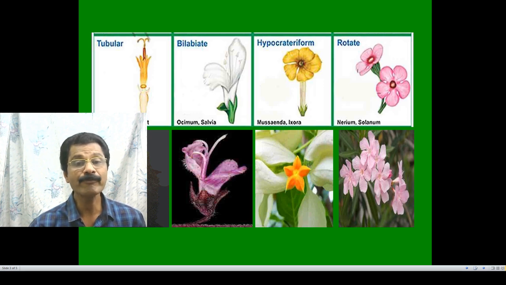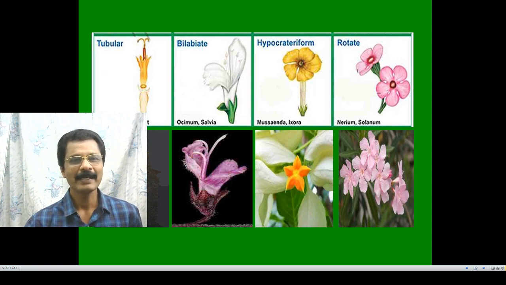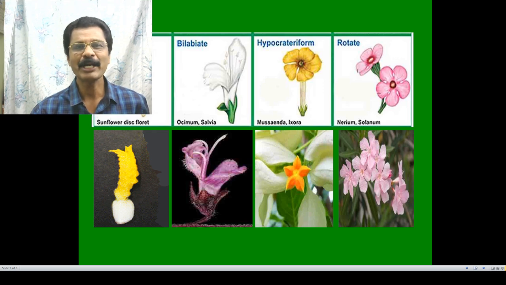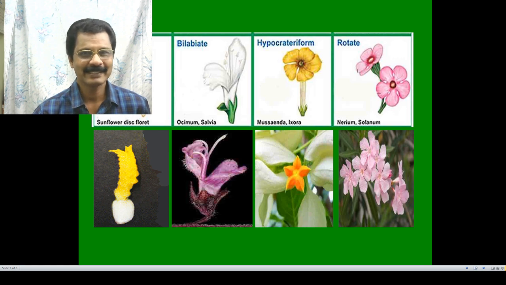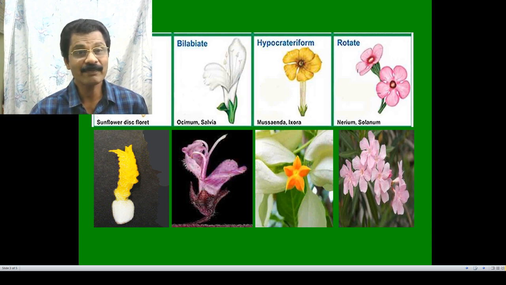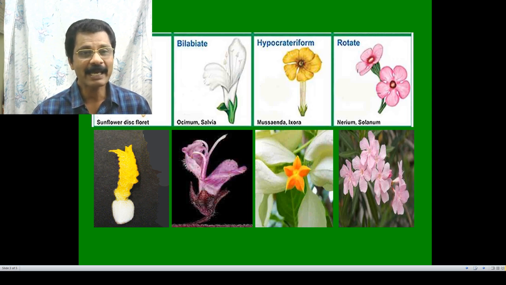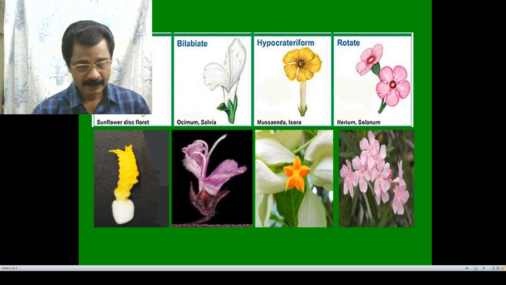Then hypocrateriform corolla. Hypocrateriform means wheel-shaped corolla. In the case of Mussaenda and Ixora, there you can see the wheel-shaped corolla. A wheel-shaped corolla is called hypocrateriform corolla. Then rotate corolla. Rotate, as in the case of Nerium, Solanum, there you can see the rotate corolla. So the shape of corolla is very important while describing plant species, right?